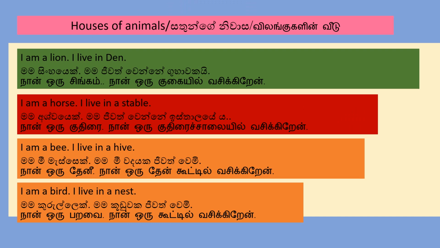I live in a den. I am a horse. I live in a stable. I am a bee. I live in a hive. I am a bird. I live in a nest.